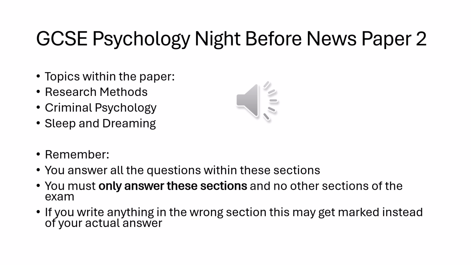Topics in this paper are research methods, criminal psychology and sleep and dreaming. Now paper 2 is slightly different to paper 1 because you'll find there are other sections in there that you do not answer. So when you open the paper, the first section you'll see is research methods, so you answer all the questions on research methods.